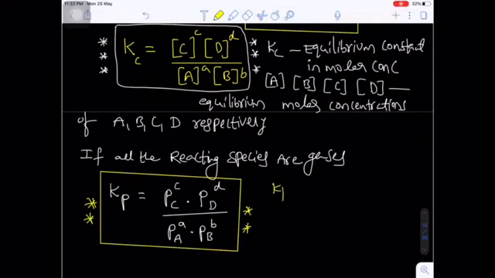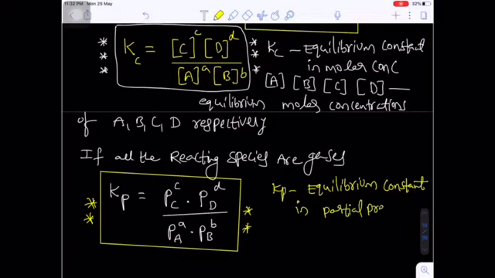What is the Kp here? Again, equilibrium constant in partial pressures.